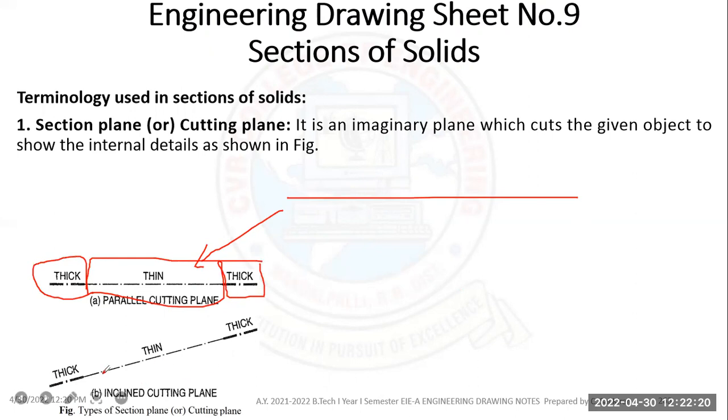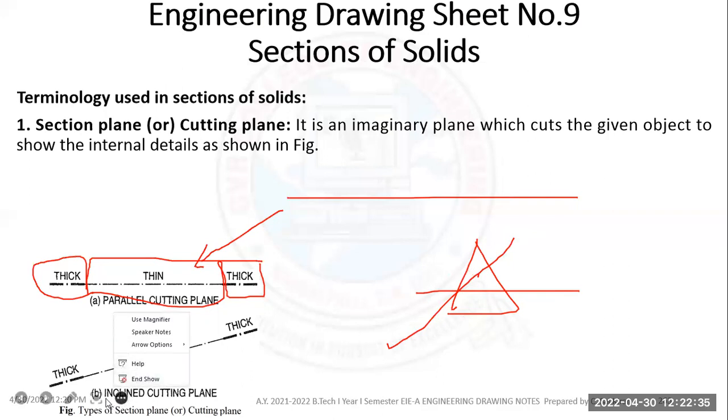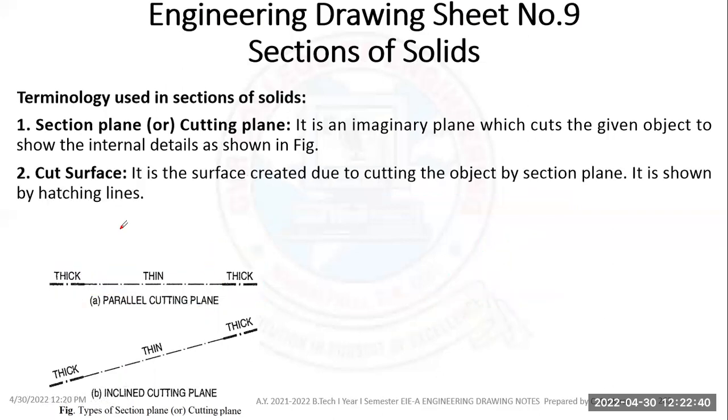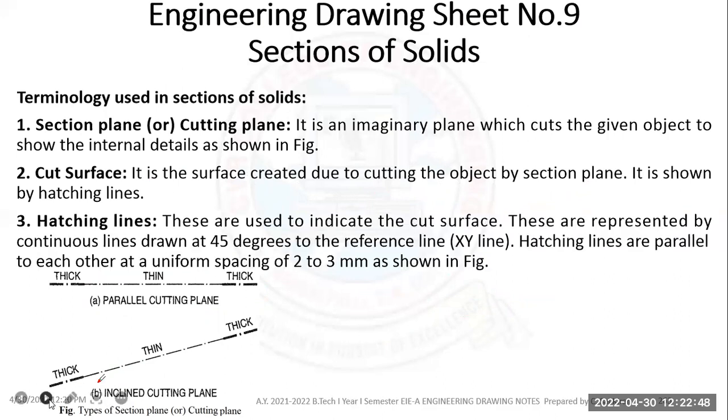Similarly for an inclined cutting plane also, there are two cases for the shape. Either I can cut horizontally, or from this axis I can take an angle of 45 degrees and cut like this. So there are two types of cutting planes: one is inclined and the other is the horizontal cutting plane. And the cut surface is the surface created due to the cutting of the object by the sectional plane. Whenever I cut an object, it has a cut section, and for this cut section I compulsorily have to give hatching lines.